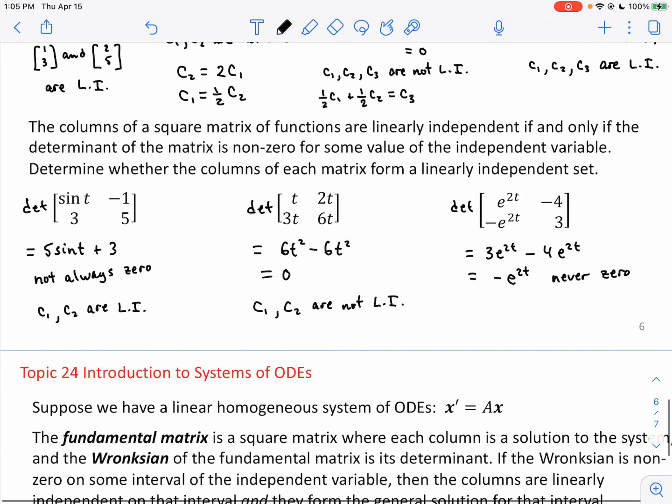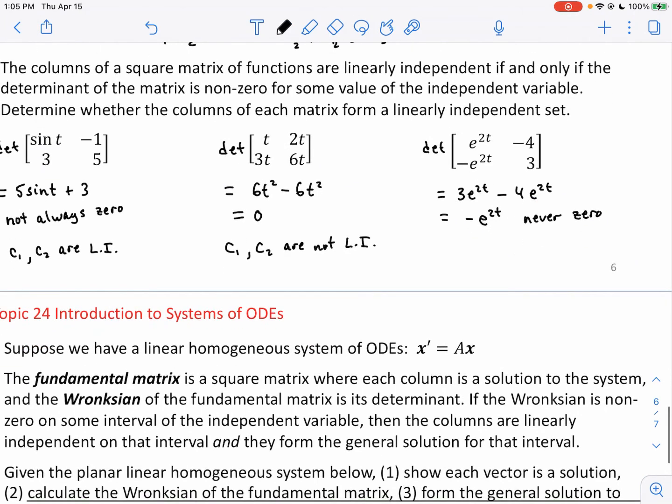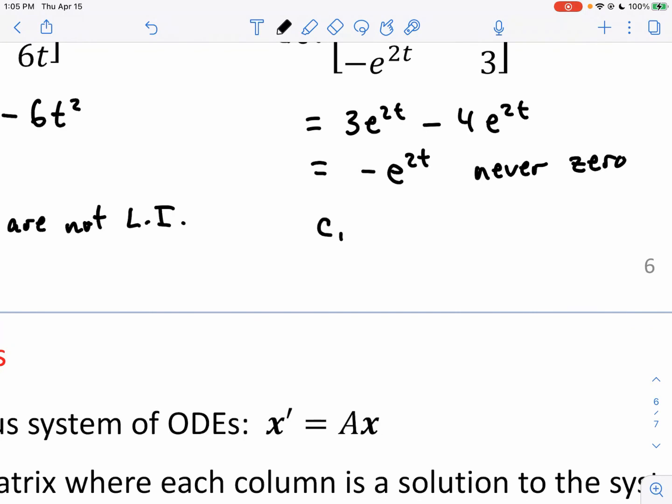Right, so we see 3 different cases here with these 2 by 2s. Here we got a determinant that was not always 0. Sometimes it's 0, but not always. We got one that's always 0, and we got one that's never 0. And in the first and third cases, we get to say that the columns are linearly independent.